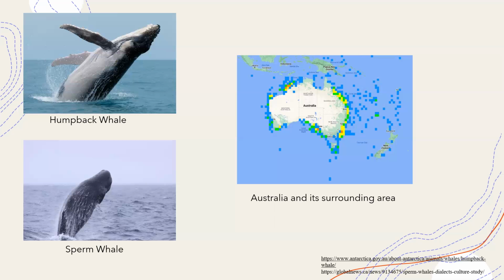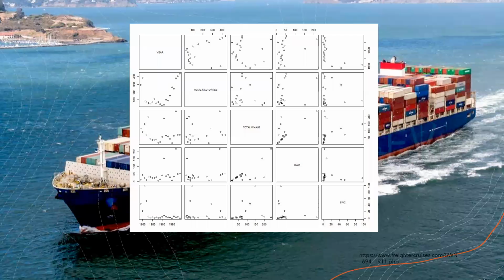So the idea is that the more weight there is being transferred between cities, the more likely it is that there's more sea freights having to go back and forth between these cities. So when we look at this data, this is the matrix that we get. Most of the variables that we want to be looking at here are time in terms of years, total kilotonnage transferred between cities, and total whale sighting events. That's what the total whale is there in the middle.